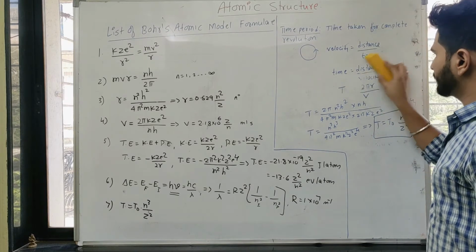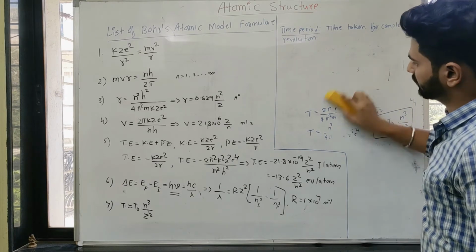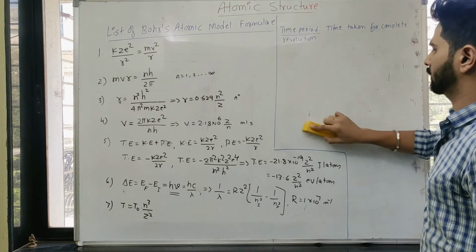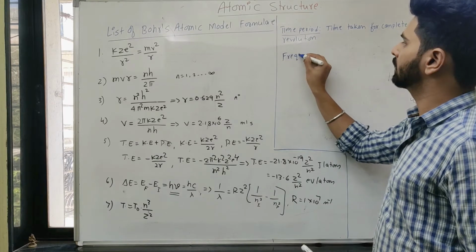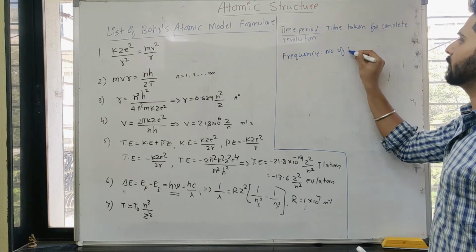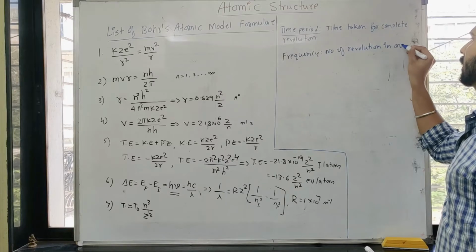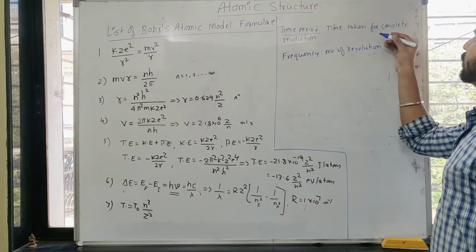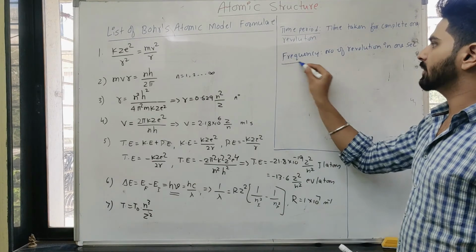And the reverse of this: number of revolutions per 1 second, that becomes the frequency. So frequency is the reciprocal of this, that is, the number of revolutions in 1 second. This is the time taken for one complete revolution, so the reverse, here I'll say frequency as f.